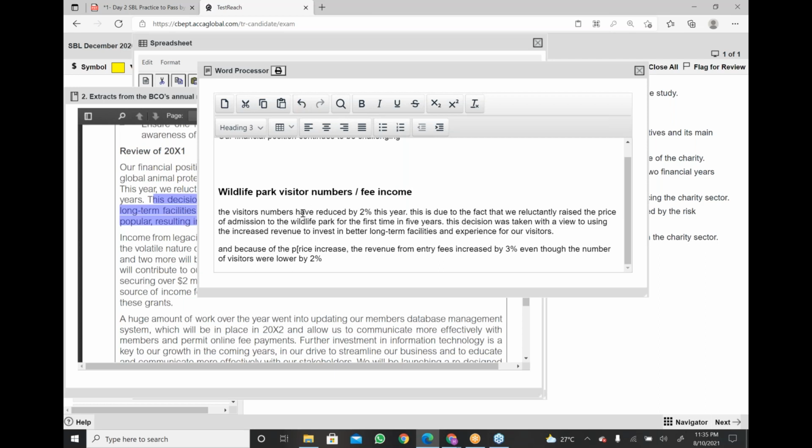The visitor numbers have reduced by 2%. This is due to the fact that we reluctantly raised the price of admission for the first time. The decision was taken with a view to using the increased revenue, and because of the price increase, the revenue from entry fees increased by 3%, even though the number of visitors were lower.